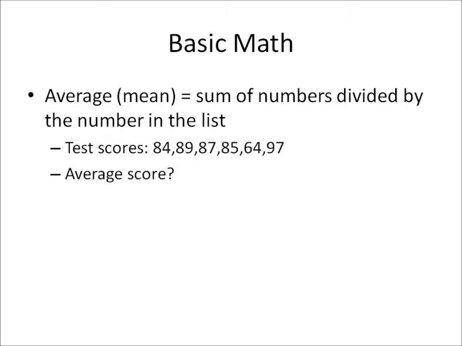So average is the sum of numbers divided by the number of items in the list. So if the test scores are 84, 89, 87, 85, 64, and 97, and you want to find the average test score, you're going to sum up those numbers, 84 plus 89 plus 87, and so on, and divide the sum of these numbers by 6, because we have 6 items in this list.